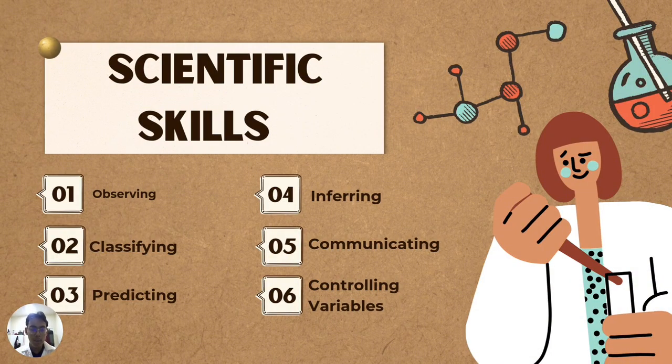So when we put the object on our hand, we could predict whether the object is floating or not. So we have predicting skills when we hold the object in our own hand. The next one is inferring, which is when we make an inference about the object. For example, when the object is floating, we could know why the object is floating or not.